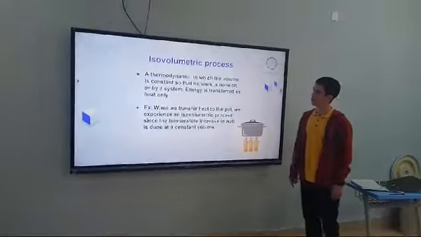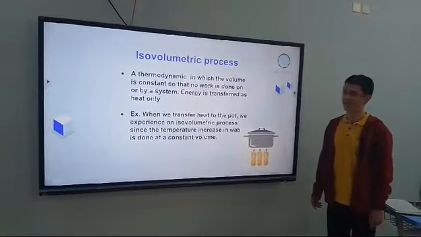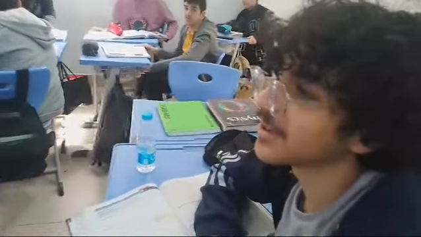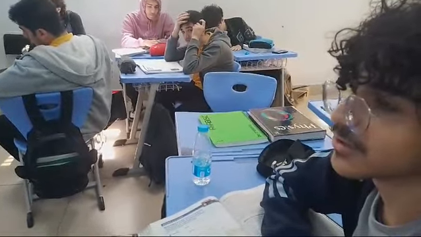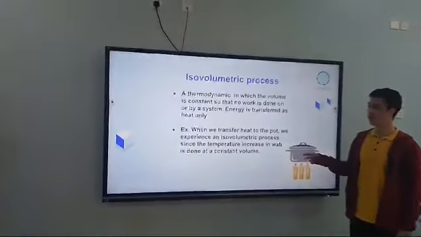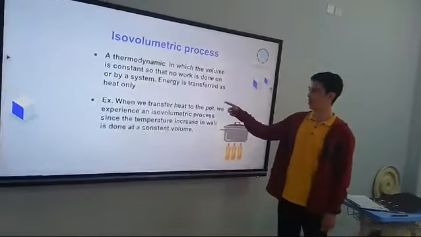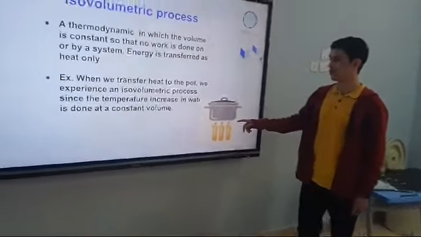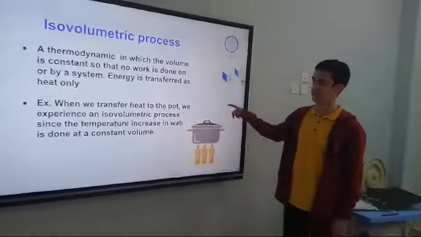Okay, isovolumetric process. Can you read that? Isovolumetric process, a thermodynamic process in which the volume is constant so that no work is done on or by the system. Energy is transferred as heat only. Example, when we transfer heat to the pot, it's an isovolumetric process since the temperature increases in the water. The increase in temperature is done at a constant volume. So in an isovolumetric process the volume is constant while you have energy transfer as heat. As in the example here, the water temperature is increasing but the volume is constant.